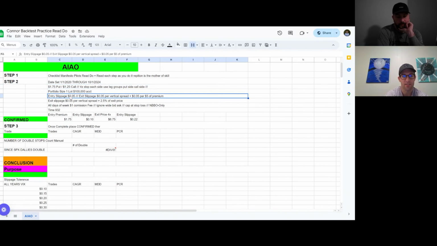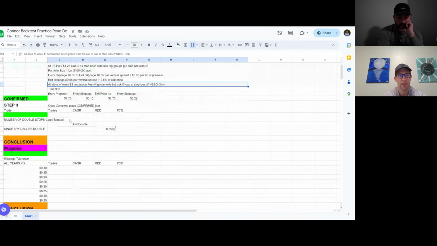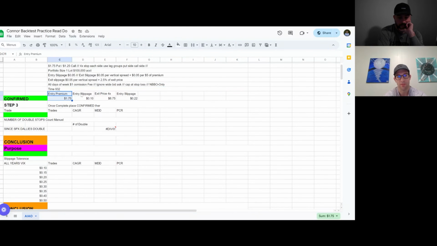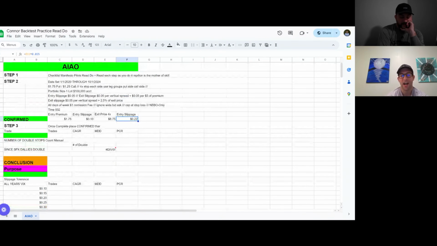My portfolio is one lot on a $100,000 account. My entry slippage is 5 cents. My exit slippage is 5 cents per vertical spread, 5 cents per dollar premium. I'm using all days a week, $1 commission fees, ignoring wide bid-ask spreads, capping at stop loss, national best bid and offer only. You can see here entry premium 175, entry slippage 110, exit premium 875 because it's 4 times that, exit premium 22 cents. So you don't have to read that out every time, but it's a good practice so you don't screw up, even though it takes longer day by day.